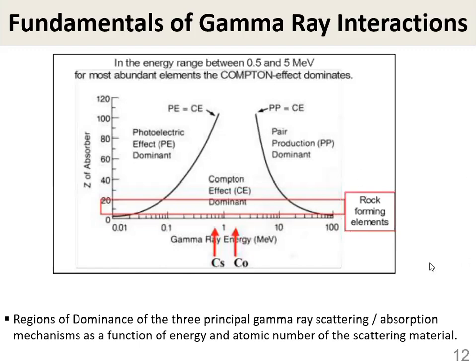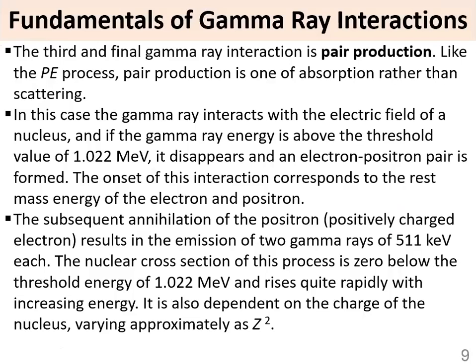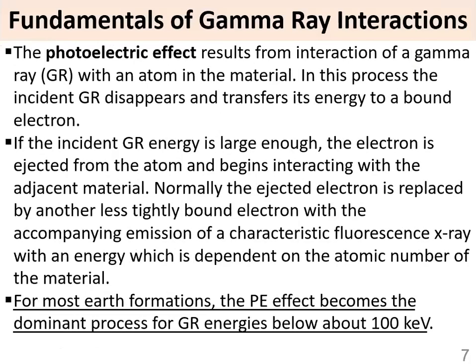So I will just speak briefly about, let me start with the photoelectric effect. The photoelectric effect results from the interaction of an incident gamma ray with the material. In this process, the incident gamma ray disappears and it transfers the energy to a bound electron. So the gamma ray is incident on a material. The incident gamma ray is lost, as it were, or is all absorbed by a bound electron.